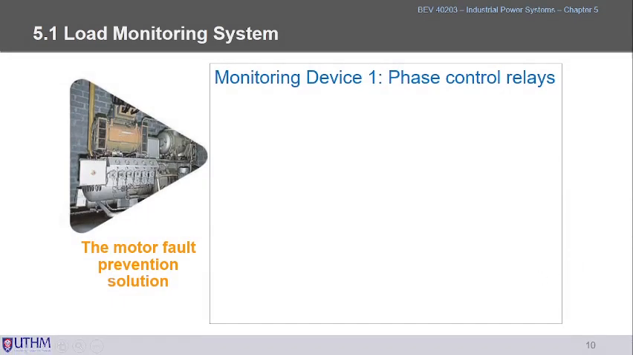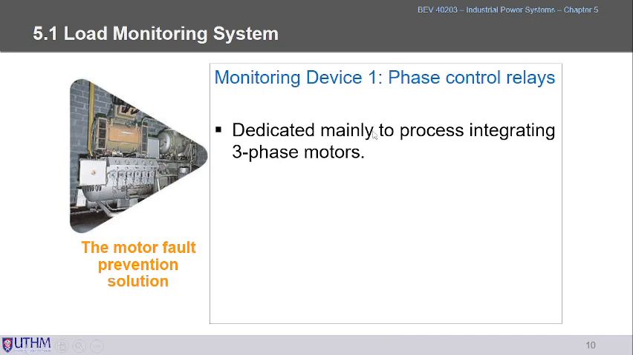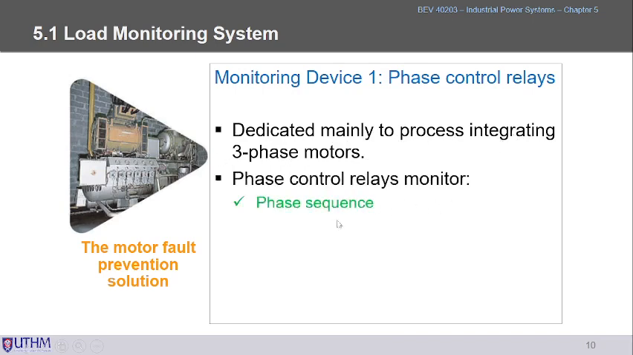So we look at some of the monitoring devices which are normally used in the IPS, industrial power system. If you want motor fault prevention solutions, then we can choose the phase control relay. Okay, this phase control relay is mainly dedicated to protecting three-phase motors. It will monitor the phase sequence. So what is the phase sequence? RYB, for example. Is the sequence changed, or is it in a healthy condition or not?